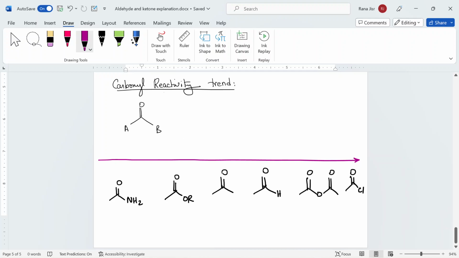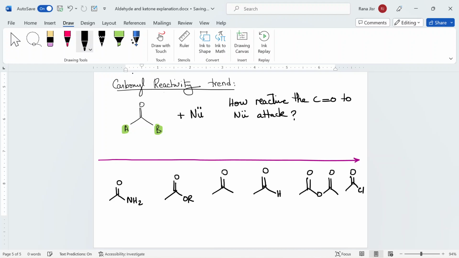Carbonyls can be either an amide, an ester, a ketone, an aldehyde, an anhydride, or an acetyl chloride, depending on the groups around the carbonyl. So let's say we have this carbonyl and we react it with a nucleophile. The question is how reactive the carbonyl is to the nucleophilic attack.